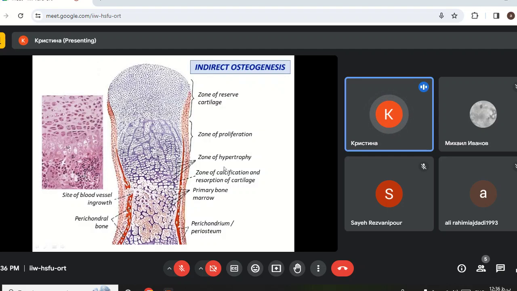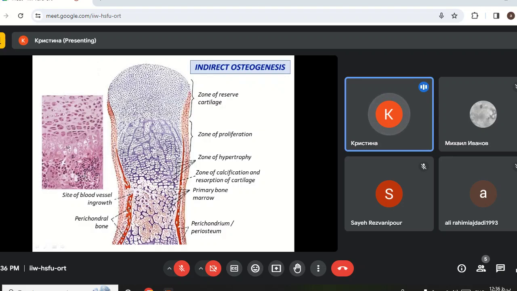Next goes the zone of hypertrophy. Hyper means higher than normal. So here the cells become larger, like you see them here. Normal cells are seen here. They are small, located inside lacunae. And in the area of hypertrophy, they become larger. This is the sign of their death, because they become filled with water.